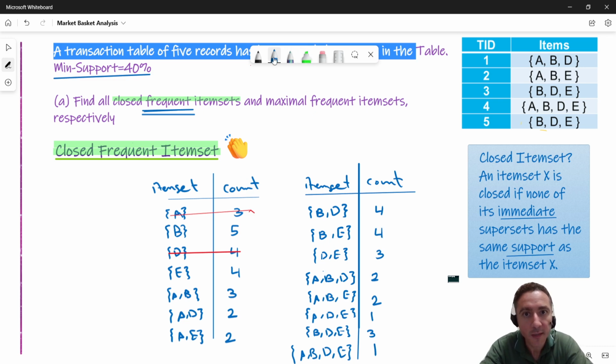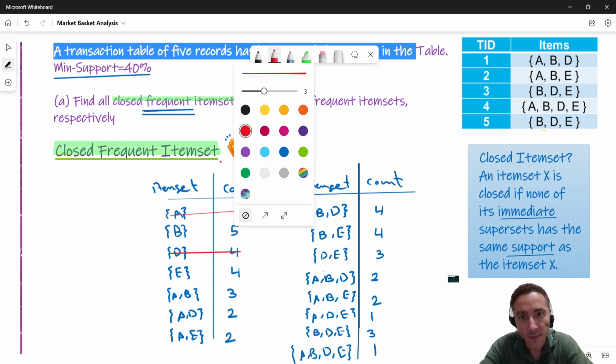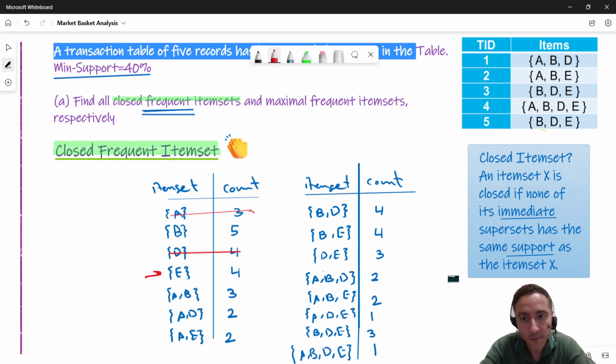Okay, so again, we inspect this one. We were looking at this one, this one, this one. Now we have one immediate superset which holds the same support count. That means this is out. So that's why the support count is important. The results can change. Okay, now we're done with this.